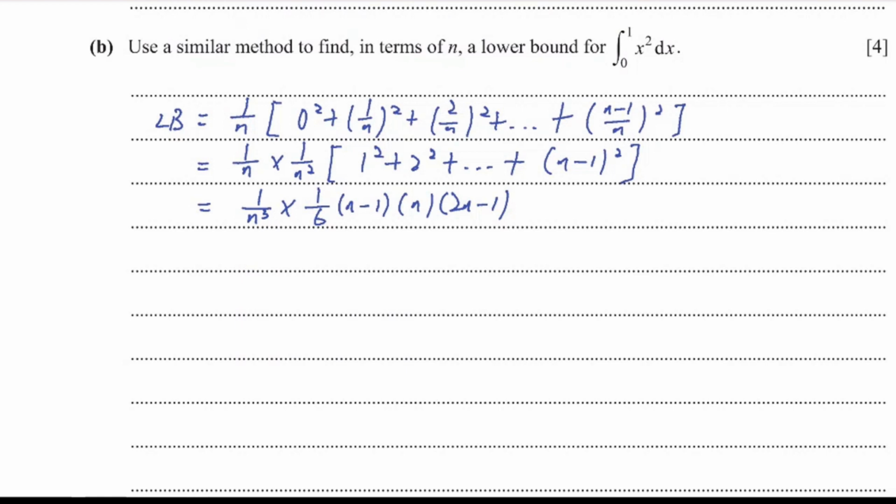Okay, so from here we can tidy things up. So we get 1 over 6n squared multiplied by this. We have to expand the n minus 1 and then the 2n minus 1 there. So once we actually expand that, we will get a nice expression. Okay, so that's how we look at the lower bound here.